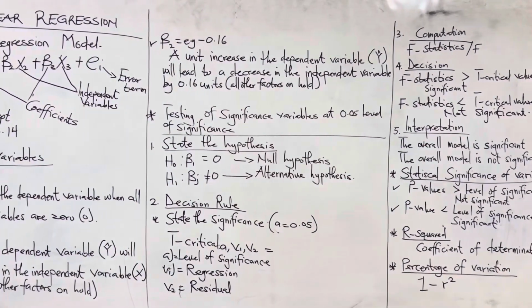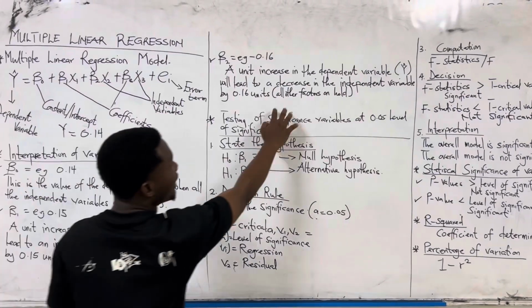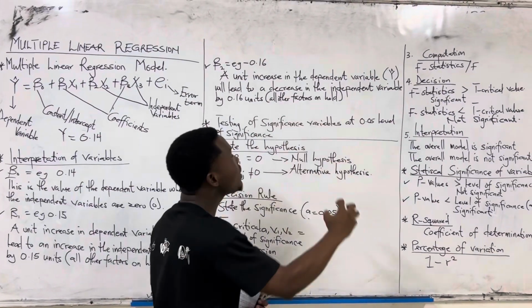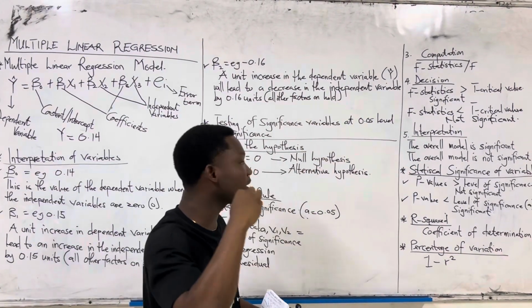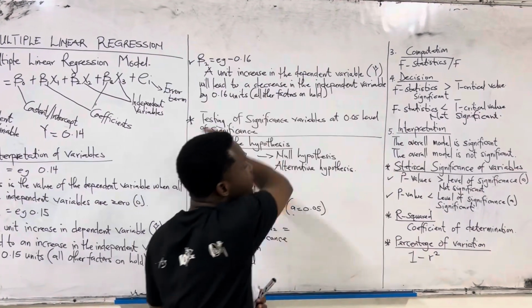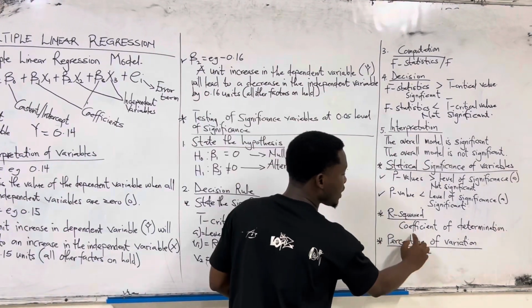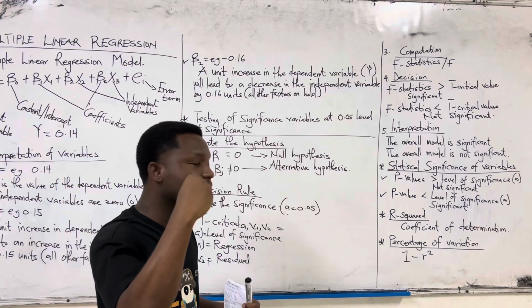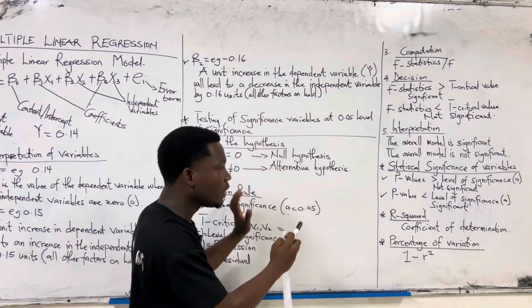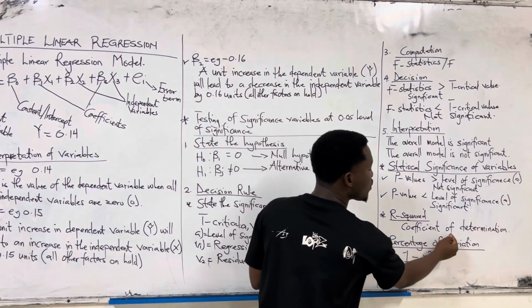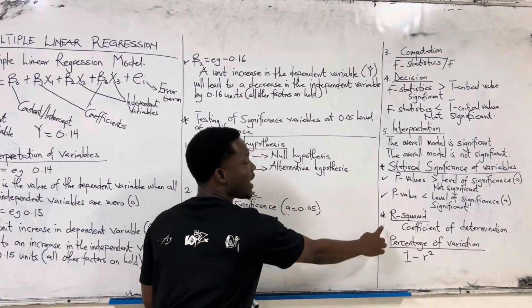So here we talked about holding all other factors constant. The factors help us to get the model. The R squared is trying to tell us the percentage of the model that is explained. So here we have the coefficient of determination, that's the R squared.